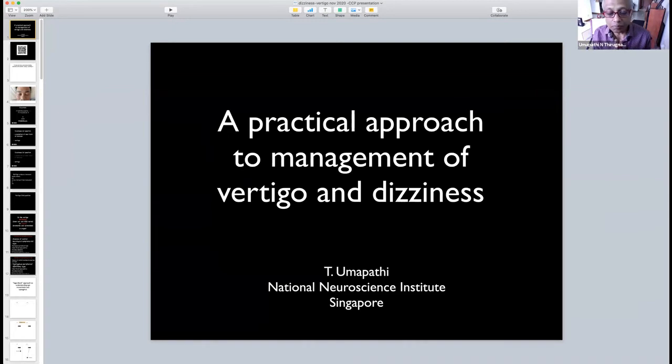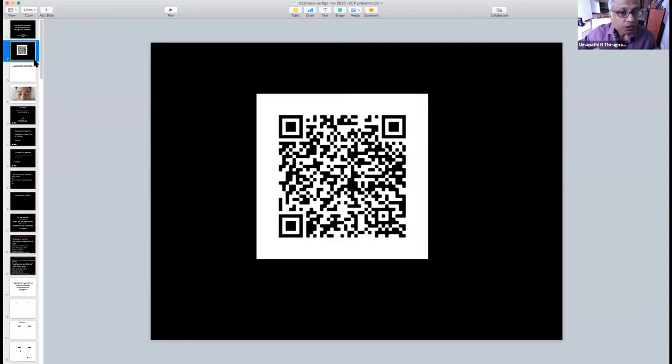Today's one hour session is how I approach patients with vertigo and dizziness. Most of what I'm going to be speaking on today will be available as handouts and notes at this QR code. I'm going to leave it on for a few seconds for the audience to capture this QR code so that you can download the notes later. I would like to request that you respect the privacy of the patients whose videos I'm going to show. They've kindly agreed for the videos to be shown, but do respect their privacy.